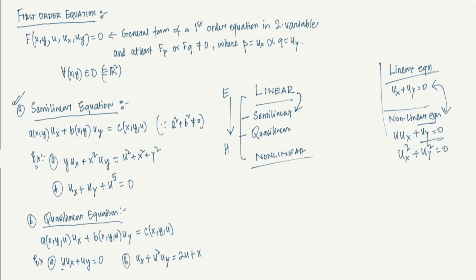But of course, non-linear will look like this, right? In a non-linear equation, the coefficients of ux and uy should contain ux and uy terms at least. So in that case they are non-linear. What we are going to say is anything which is not quasi-linear or semi-linear or linear, those are non-linear. Is it okay? So that's the definition which we are going to stick to.